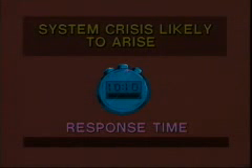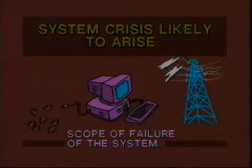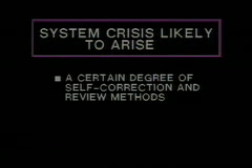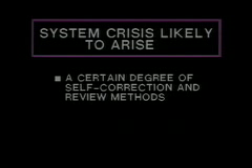At this stage, let us see what are the various problems one may come across during the system life cycle. These may differ from one system to another, but the ones more likely to arise are response time. This should be fast enough to cater to the needs of the system. Scope of failure of the system, due to power failure, bugs in the system or mechanical faults in the hardware, should be minimized, otherwise fatal system breakdowns may occur. A certain degree of self-correction and review methods.